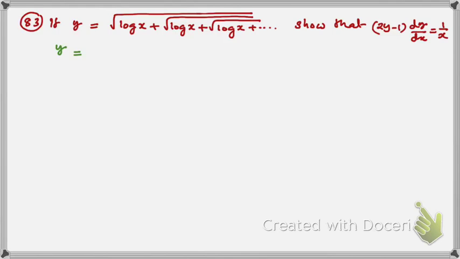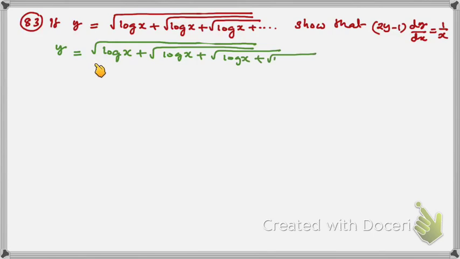So this expression goes to infinity. Root of log x plus root of log x plus root of log x plus root of log x to infinity. So what I'm going to do is I will again consider the same way. I'll say y is equal to root of log x plus the rest of the expression. I have highlighted that. If you try to read that, that's root of log x plus root of log x plus root of log x plus root of log x plus etc., which is the same as my question.